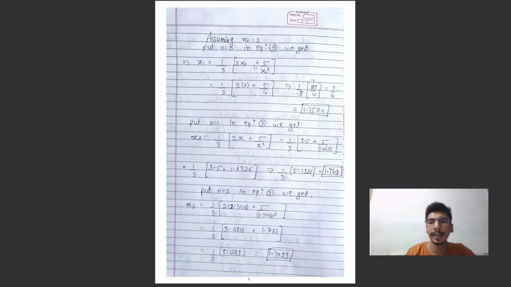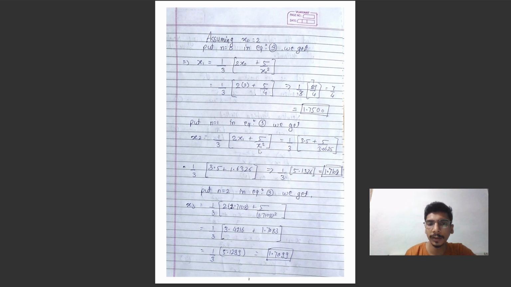Assuming x0 is equal to 2, put n is equal to 0 in equation 3, we get x1 is equal to 1 by 3 times (2x0 plus 5 upon x0 square). After putting the value of x0, we got 1 by 3 times (2 into 2 plus 5 upon 4). After solving it, we got 7 upon 4, and after dividing 7 by 4 we got 1.7500. Now putting n is equal to 1 in equation 3, we get x2 is equal to 1 by 3 times (2x1 plus 5 upon x1 square).